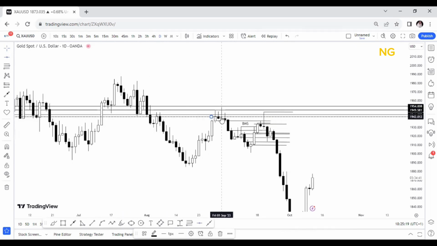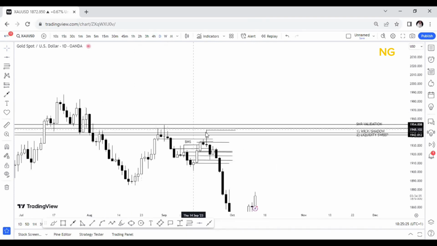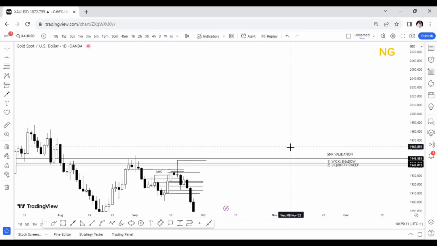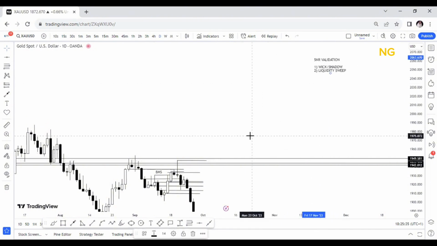There's another one here. Price tapped into it. Why? You see, there's a new video that I posted there about what we call a congestion zone. What is a congestion zone?